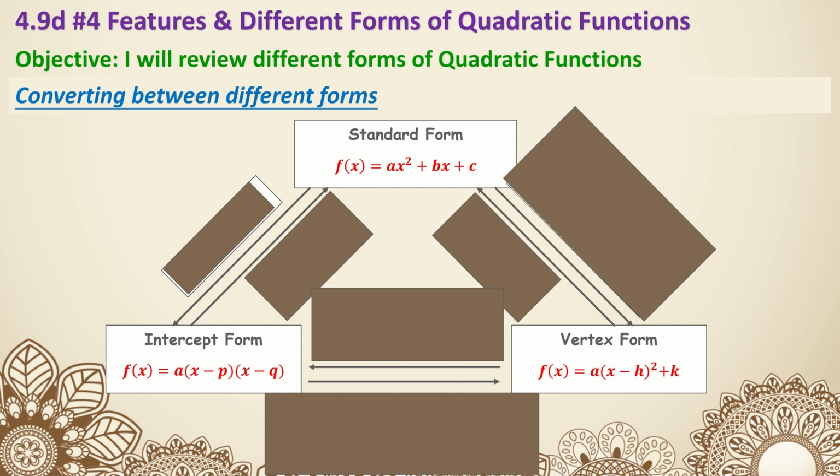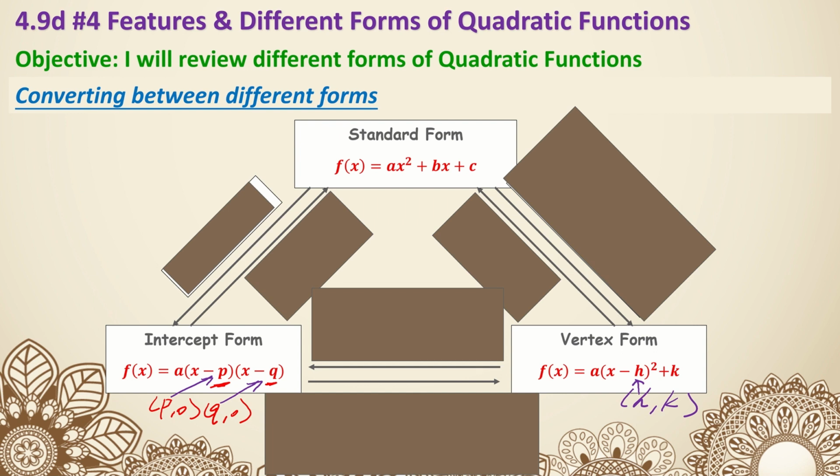Intercept form, f of x equals a times x minus p times x minus q, and the p and the q are going to be (p, 0) and (q, 0), our intercepts. And then we have also learned vertex form, a times x minus h squared plus k, and (h, k) is our vertex, which means again h has to be the opposite value when you put it inside parentheses. Same thing with the p and the q when you try to put them inside parentheses.